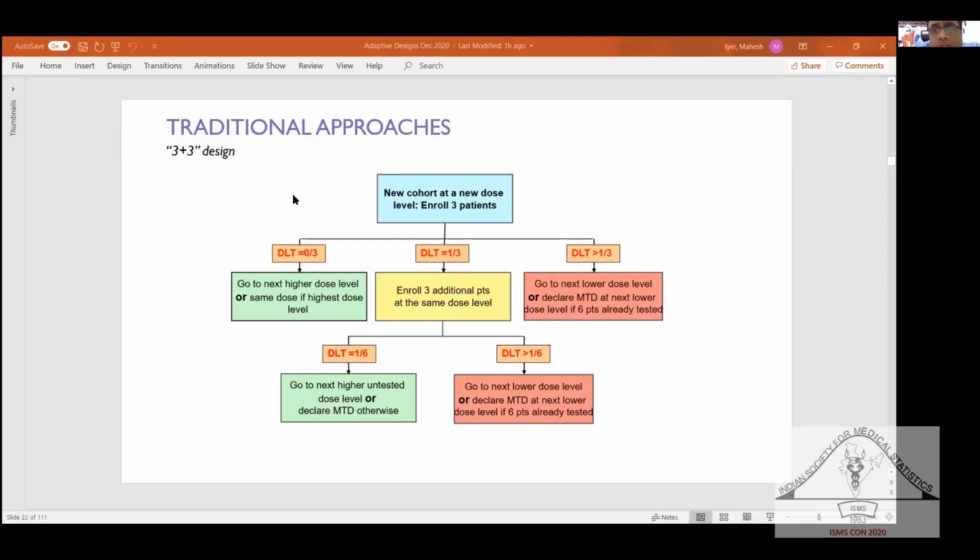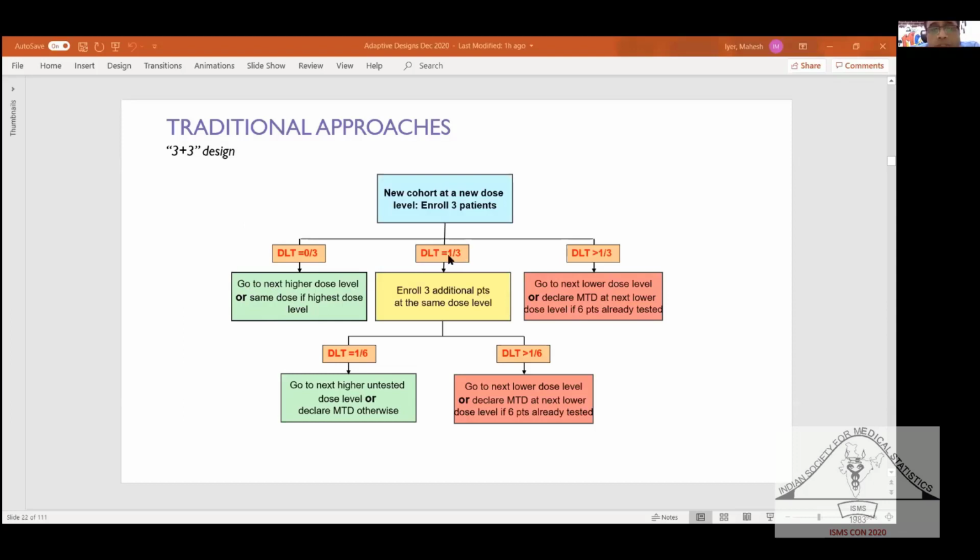So now supposing you add 3 patients at 10 mg. Out of those 3 patients, none of them have a dose limiting toxicity. So then what would you do? You go to the next higher dose level, which could be 15 mg. Is that clear? So it's easy. So you can proceed ahead, hence it is in green.